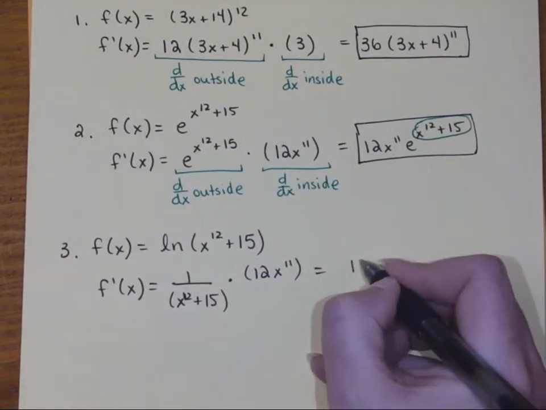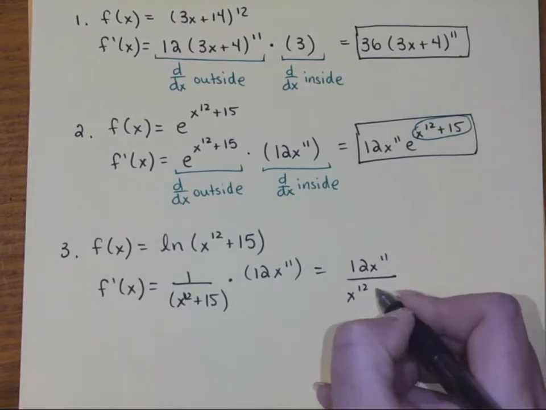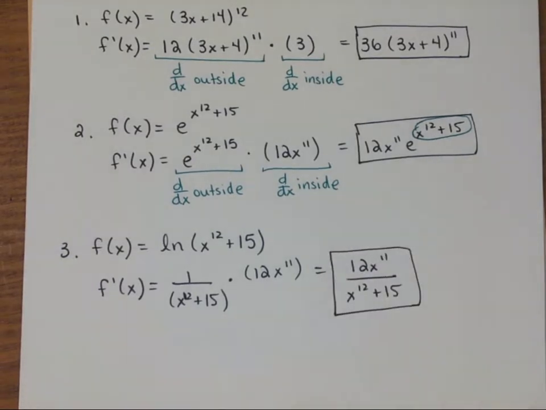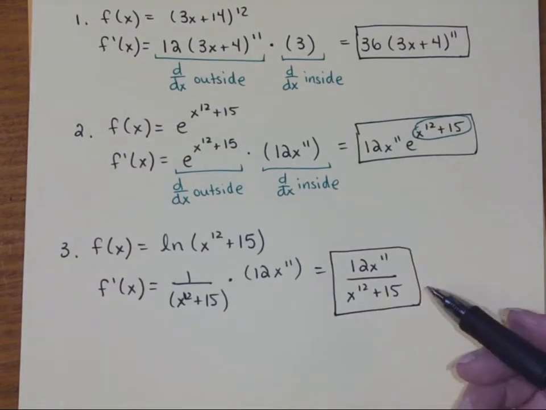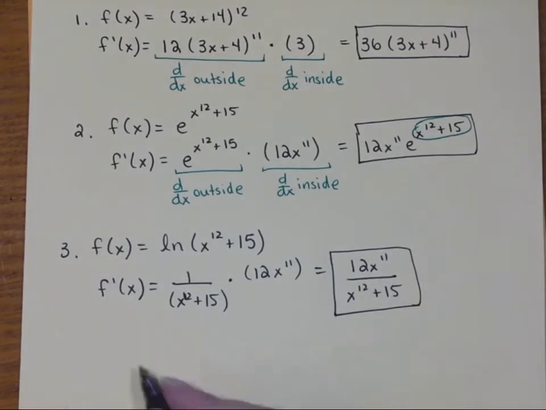So in the end, we would combine these together, 12x to the 11th over x to the 12th plus 15. And that's as far as we can go. Don't do anything weird like try to cancel x's. You can't do that because there's no x present in the 15 term.